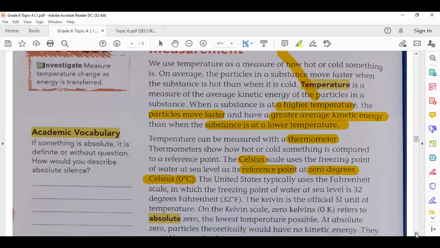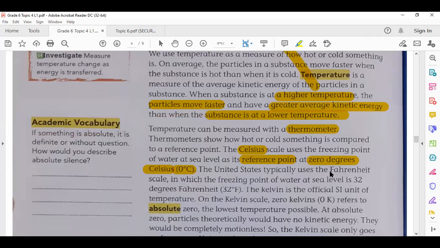The second scale is called the Fahrenheit scale, and it is abbreviated as capital F. According to the Fahrenheit scale, water freezes at 32 degrees Fahrenheit.